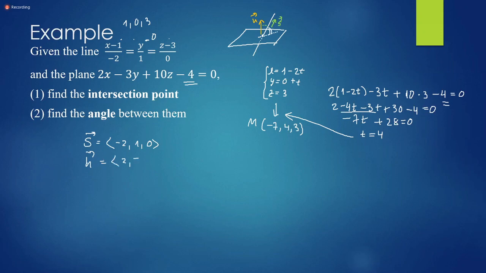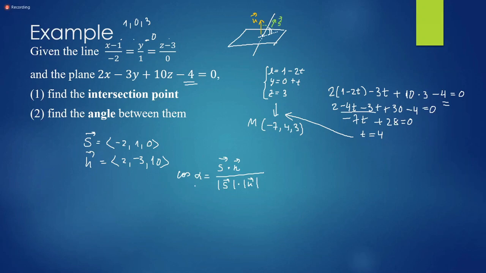Now the angle, remember that the cosine of the angle between two vectors equals the scalar product, the dot product of these two vectors, divided by the product of their magnitudes. And that's the angle between vectors. I'm writing alpha. I'm not using the same notation because the angle between two vectors is not necessarily the angle between two lines.